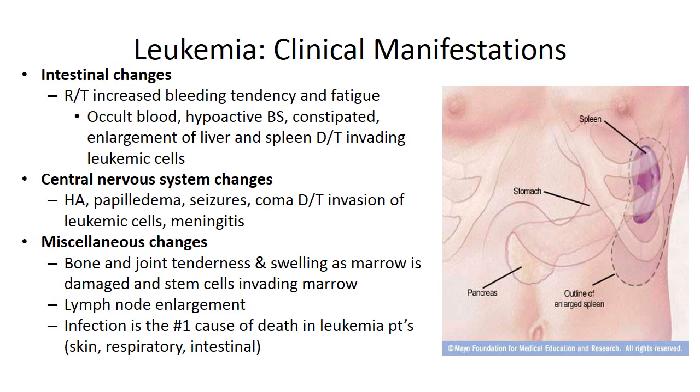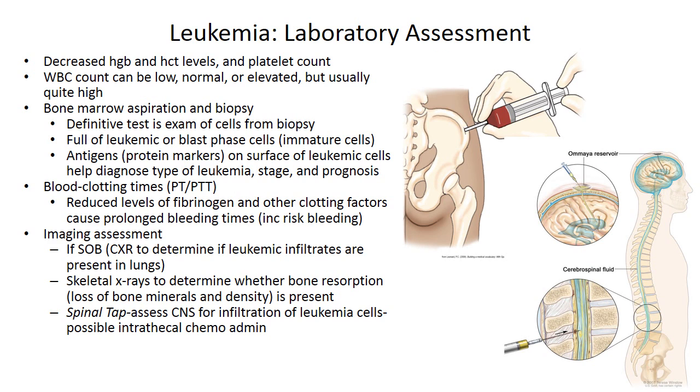Lymph node enlargement can also occur, and it's important to remember that infection is the number one cause of death in leukemia patients. These patients are at risk for developing skin, respiratory, and intestinal infections, and those are the most common places that they will develop infection. It is the number one cause of death, so it's important to remember the precautions we need to take to prevent infection.